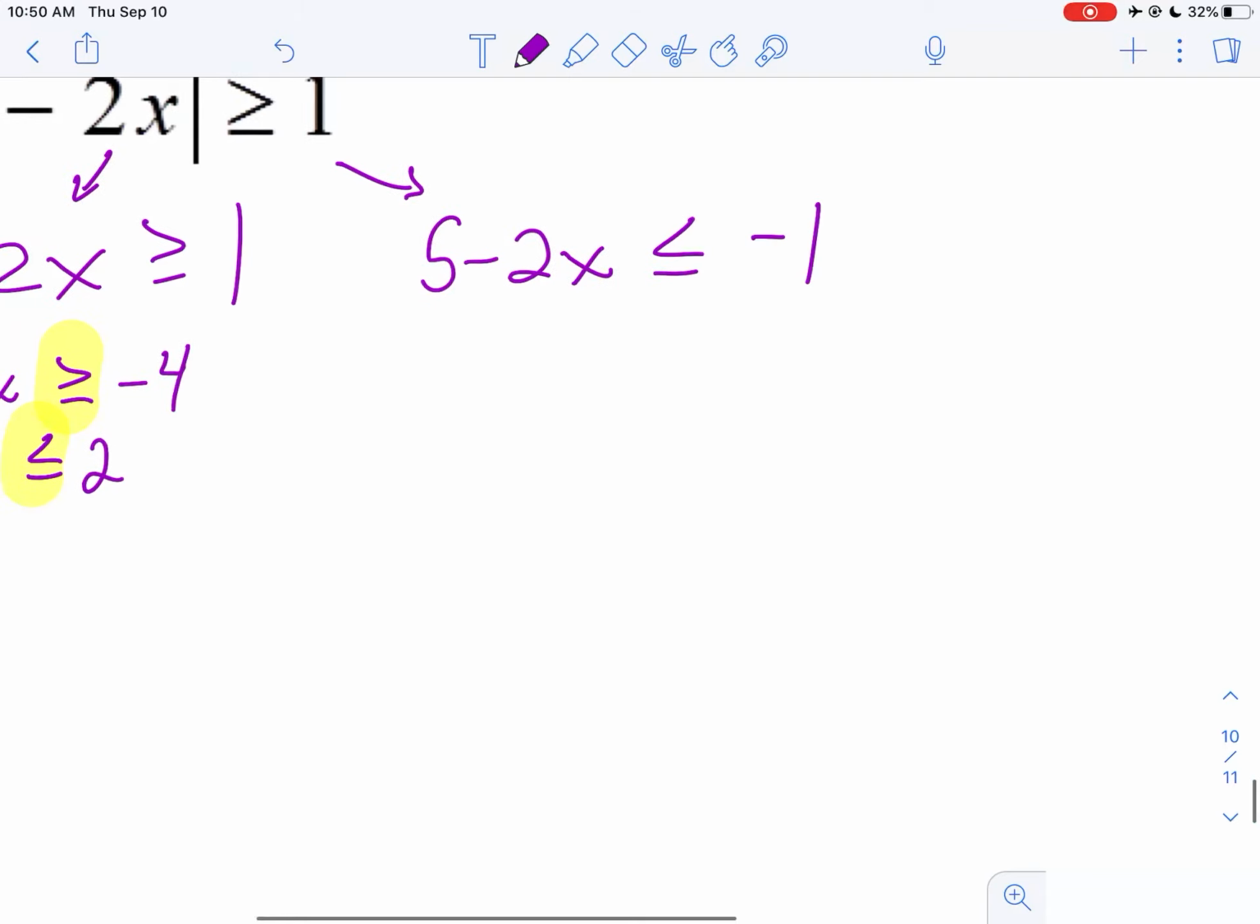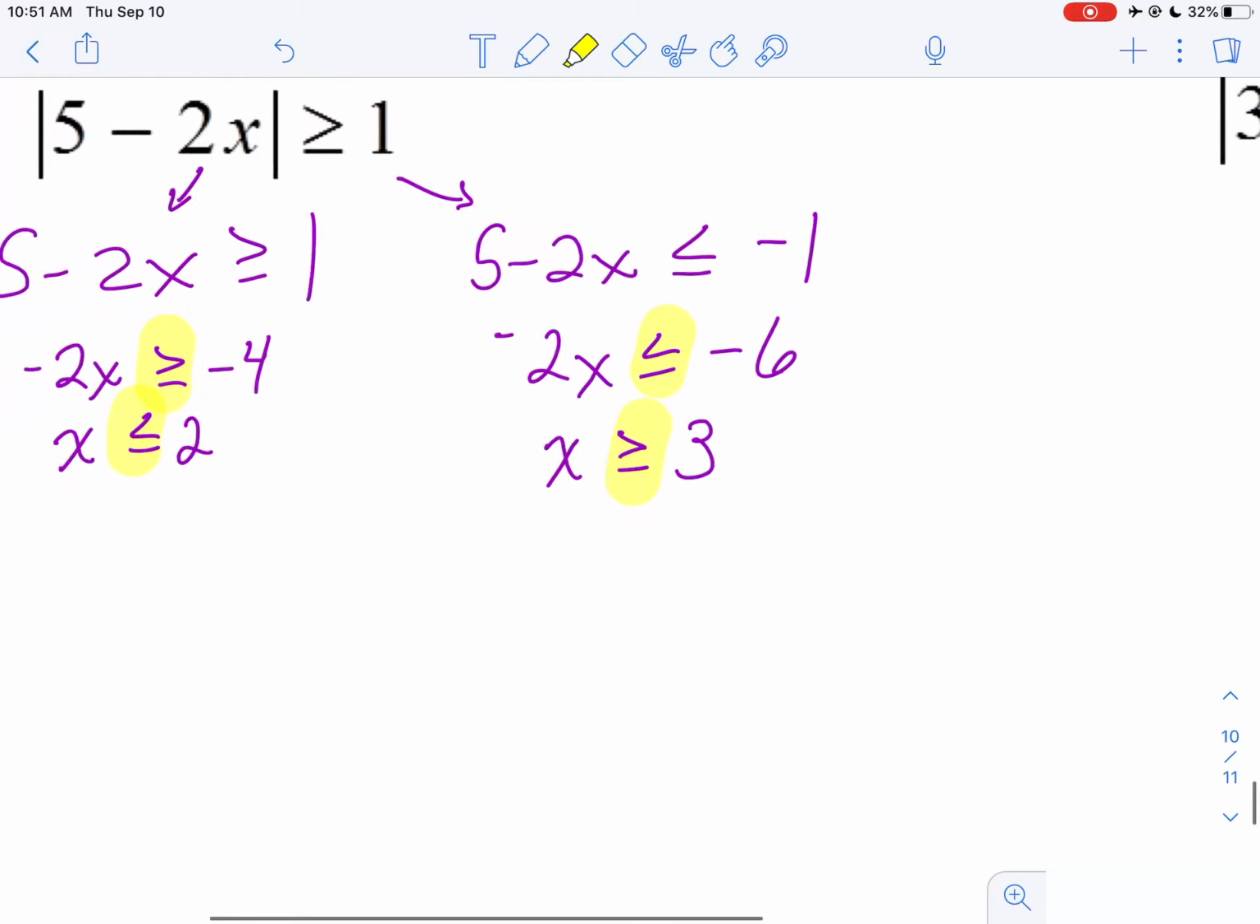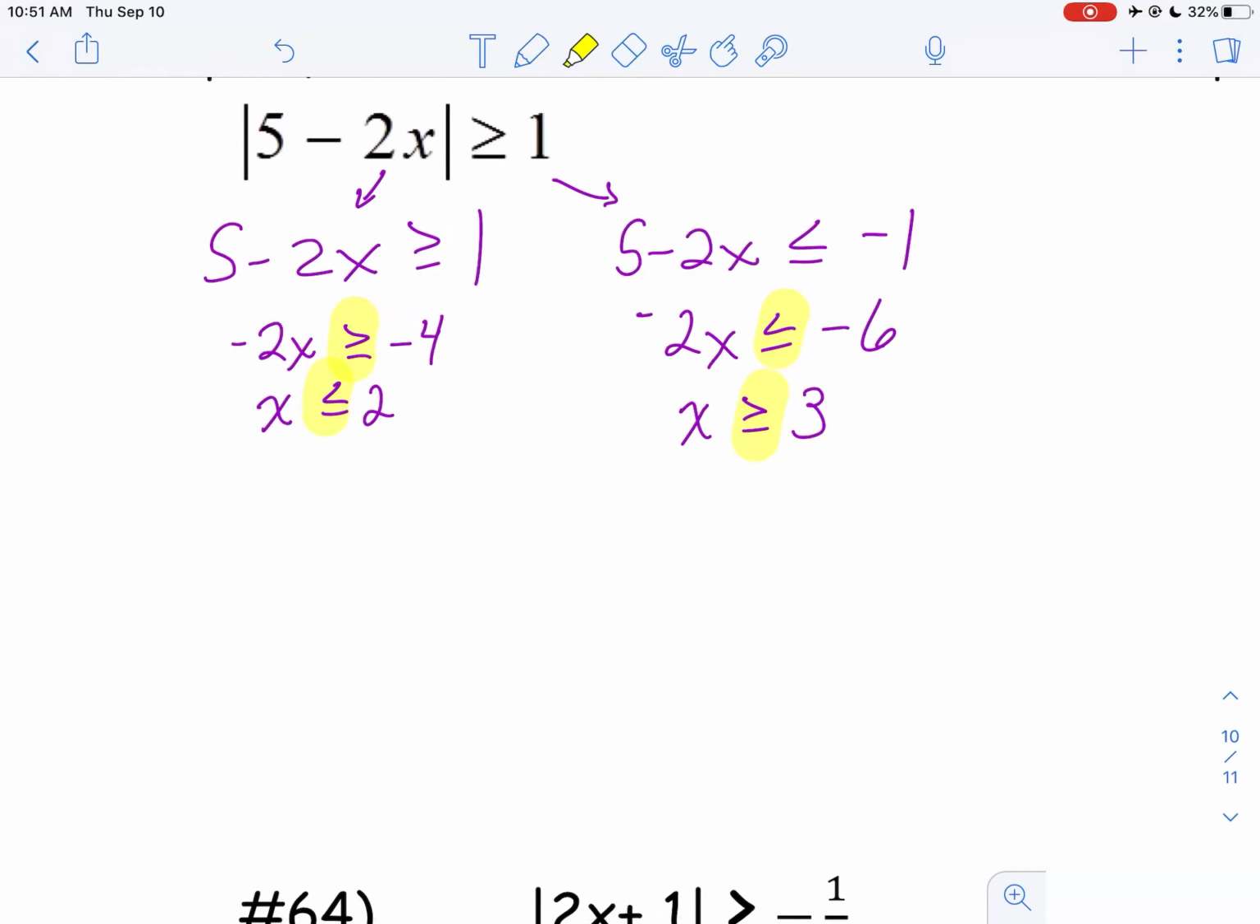Over here, let's do the same. We subtract 5 from both sides, negative 6. Divide both sides by negative 2. Again, notice the sign switches directions when we divide by a negative. So now we get our final solution. x is less than or equal to 2, and x is greater than or equal to 3. So less than or equal to 2.